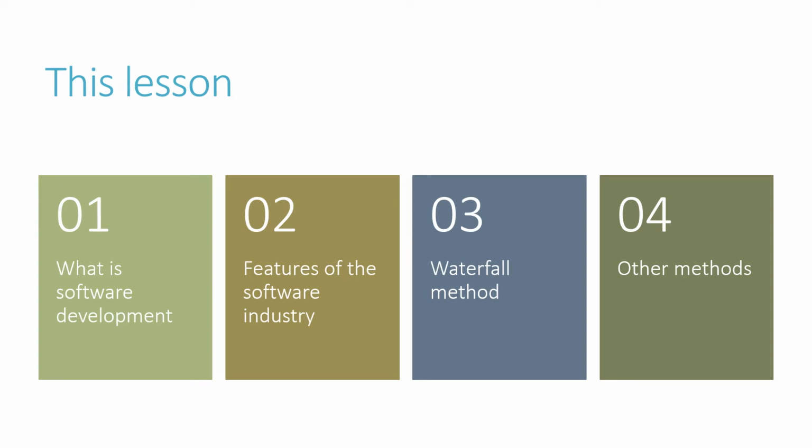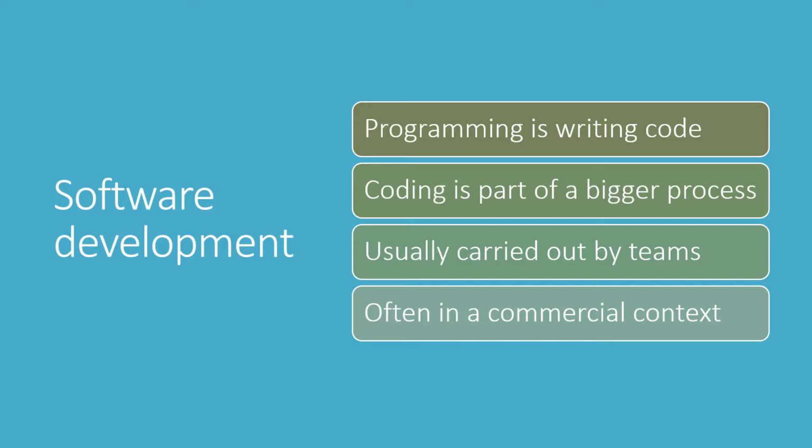So in this lesson, we'll briefly discuss what software development means and the key features of the software industry that make software development a very special kind of creative process that needs careful management. We'll look at the oldest development methodology, the Waterfall method, and we'll briefly review some other methods which we'll go into in more detail in future lessons.